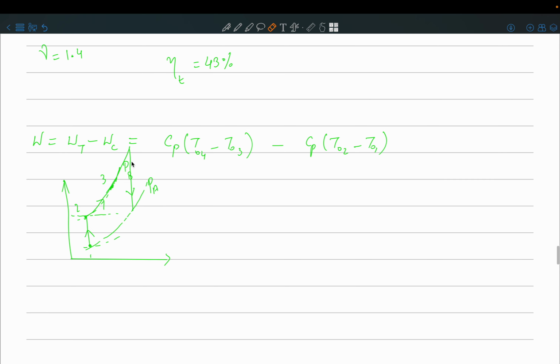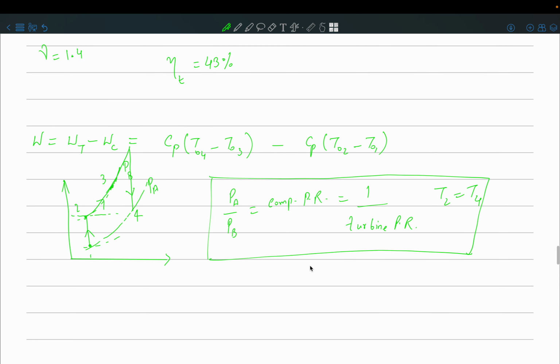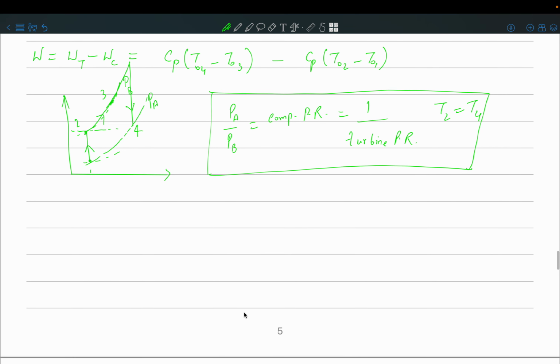Understood? Okay, so the pressure ratios across the compressor and turbine remain same, and temperature, that is T2 and T4, will remain same. Okay, so PA by PB is equal to the compressor pressure ratio, and it is 1 by turbine pressure ratio. Okay, and T2 is equal to T4. So this is the case for the ideal Brayton cycle. Okay, so using this, now we can find out all the information that we need. So let us start here.